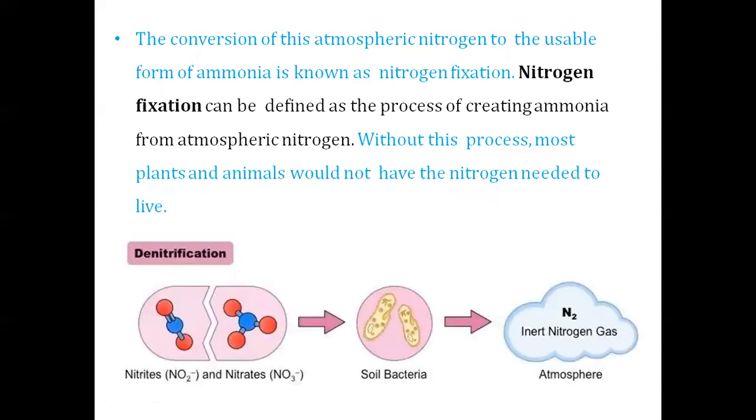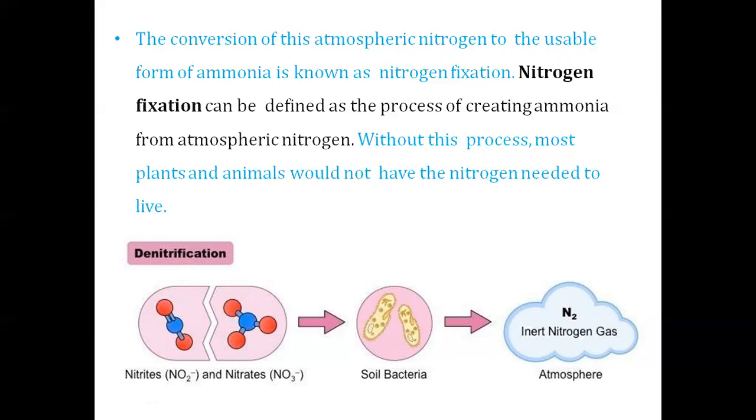Now, the conversion of this atmospheric nitrogen into the usable form of ammonia is known as nitrogen fixation. This is the actual definition. That means in the air there is lots of nitrogen, but you cannot use it directly. If you are able to convert it into a usable form through different modes, this is nothing but nitrogen fixation. Nitrogen fixation can be defined as the process of creating ammonia from the atmospheric nitrogen.